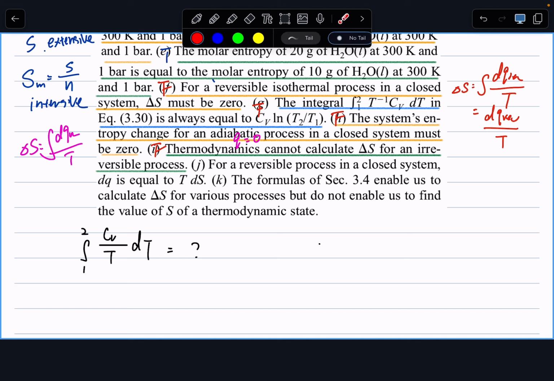For a reversible process in a closed system, dq equals T dS. So again, go back to our original definition of dS, writing this like 5 times already. So this equals dq reversible over T. Since we specified it being a reversible process, that is a true statement.